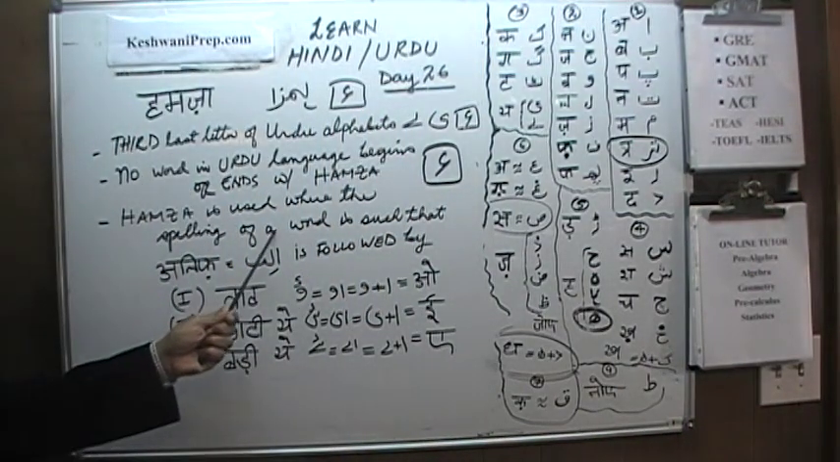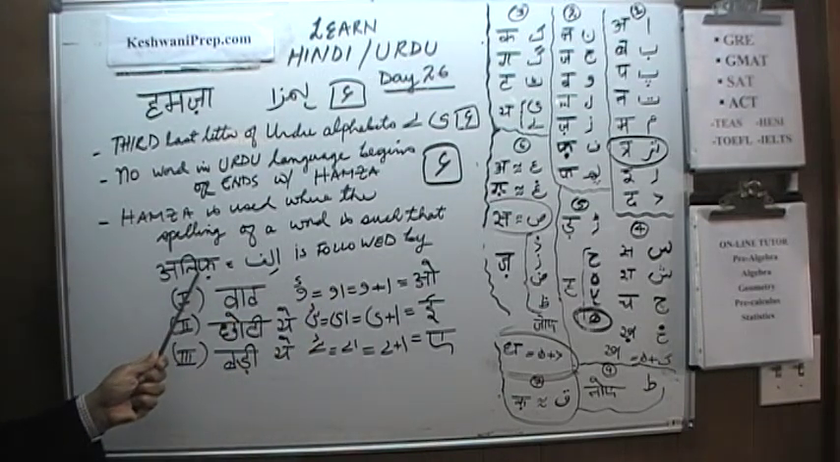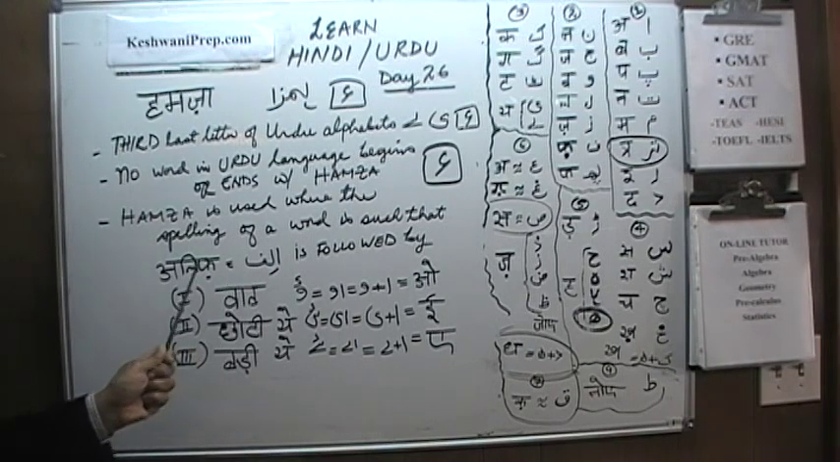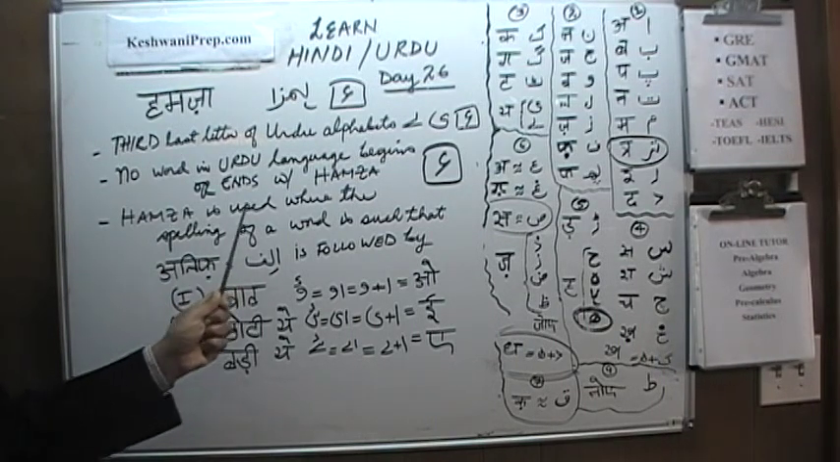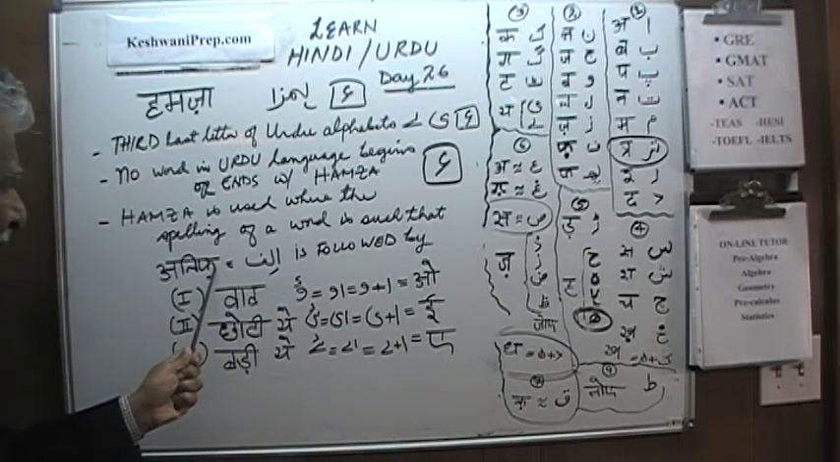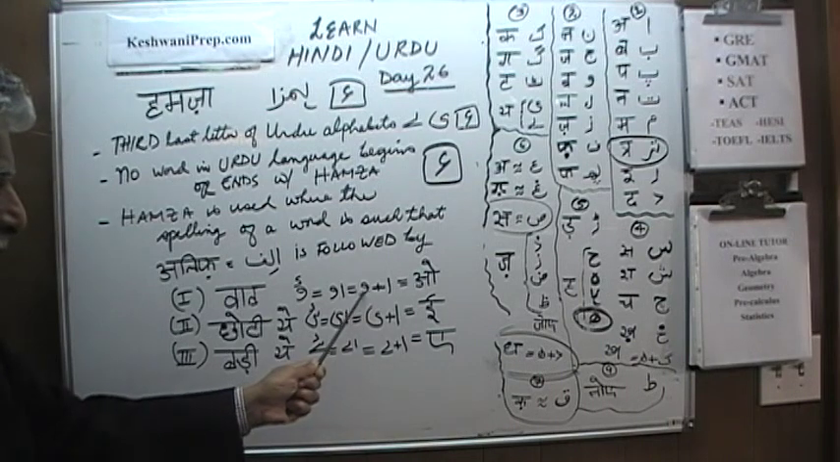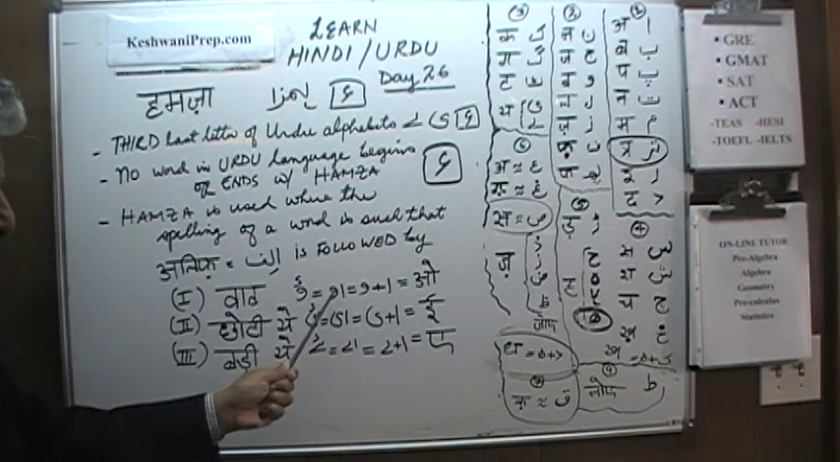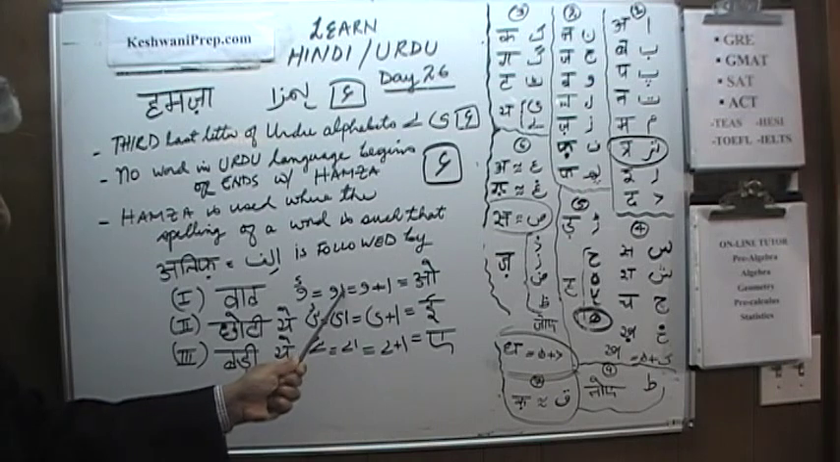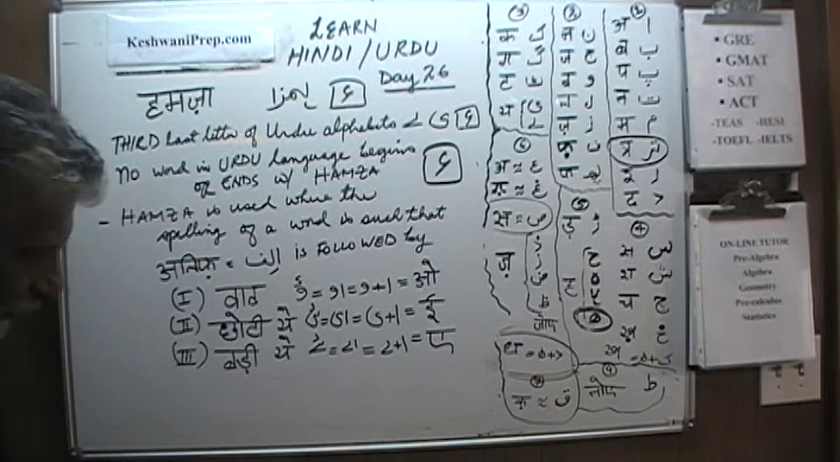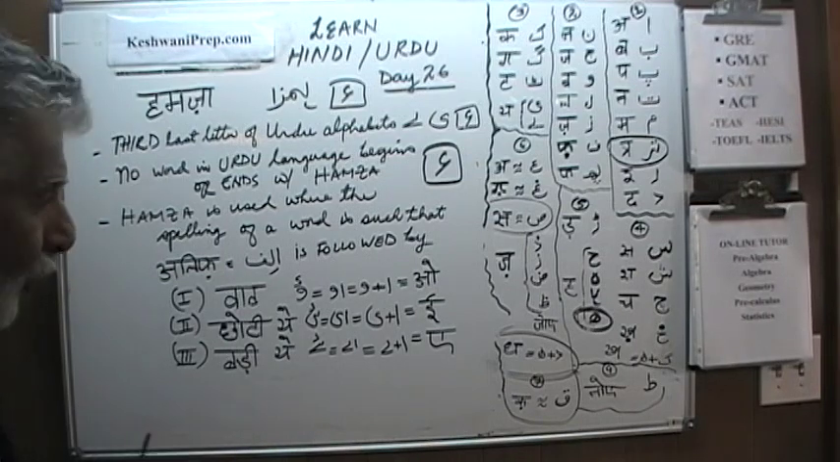Hamza is used where the spelling of a word is such that Alif is followed by Waw. And we know now what Waw looks like. Waw looks like this. If that happens, we will use Hamza. For example, here's Alif and here's Waw. Alif is followed by a Waw. So we don't write it like this, as two separate letters. We write a Waw and we put a Hamza on it. And that produces a sound of O.